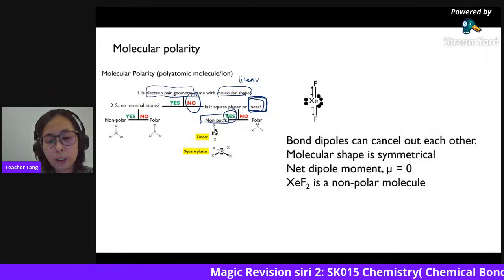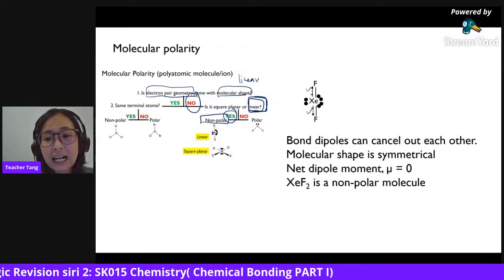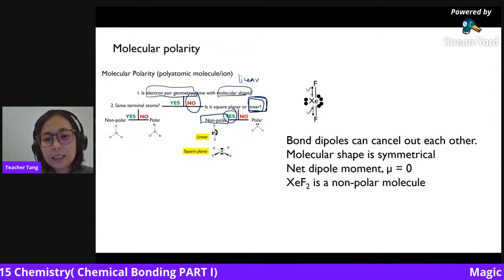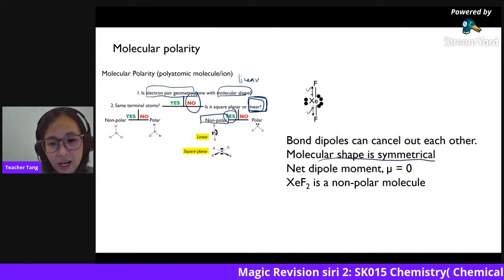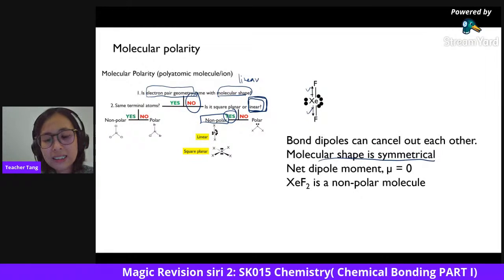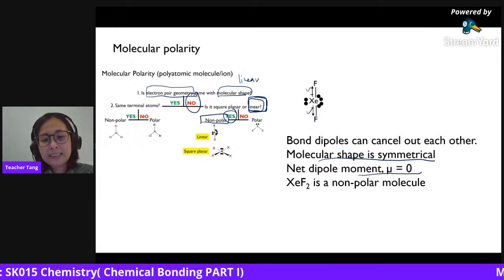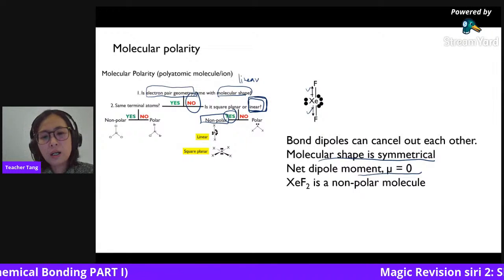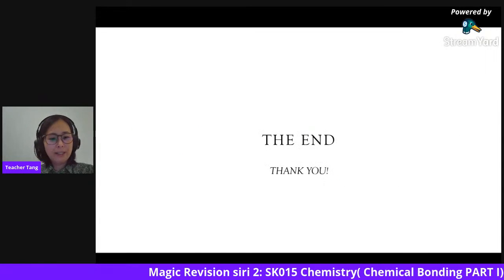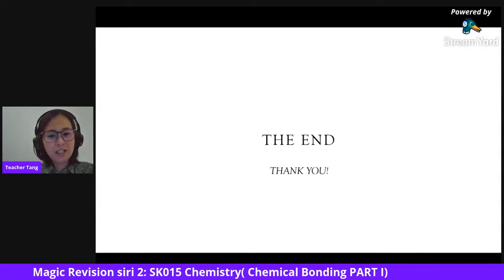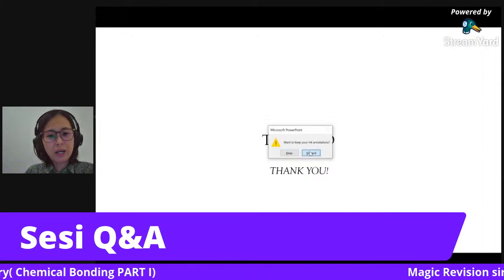So why non-polar molecule? It is because these two bond dipoles can cancel out each other. Since the two bond dipoles cancel out, it means that this linear shape is symmetrical. When it is symmetrical, the net dipole moment would be equal to 0, and SeF2 therefore is a non-polar molecule. So that's it for the fourth example. Basically, that's it for my sharing for tonight. Now we can move on to the Q&A section.